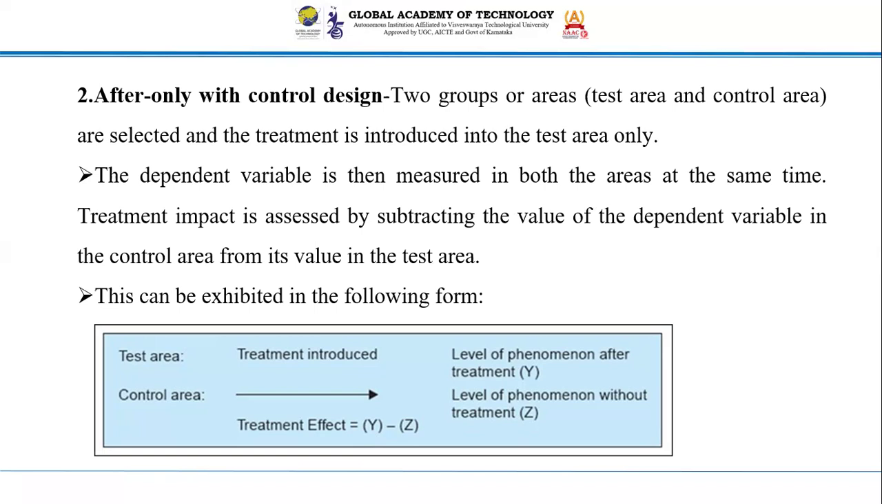The dependent variable is then measured in both the areas at the same time. Treatment impact is assessed by subtracting the value of the dependent variable in the control area from its value in the test area. This can be exhibited in the following form.